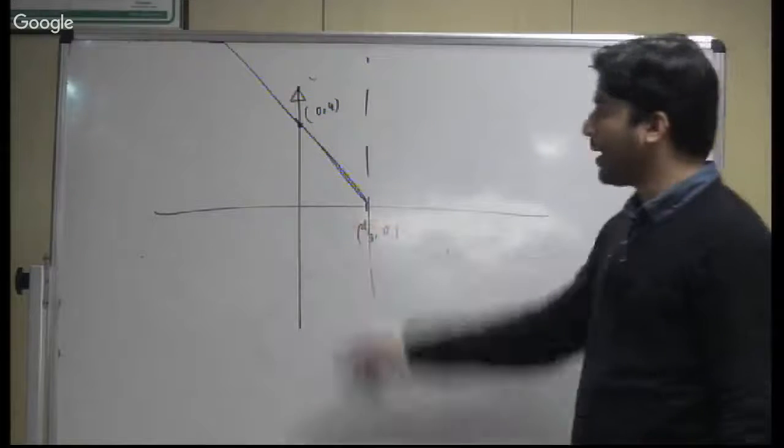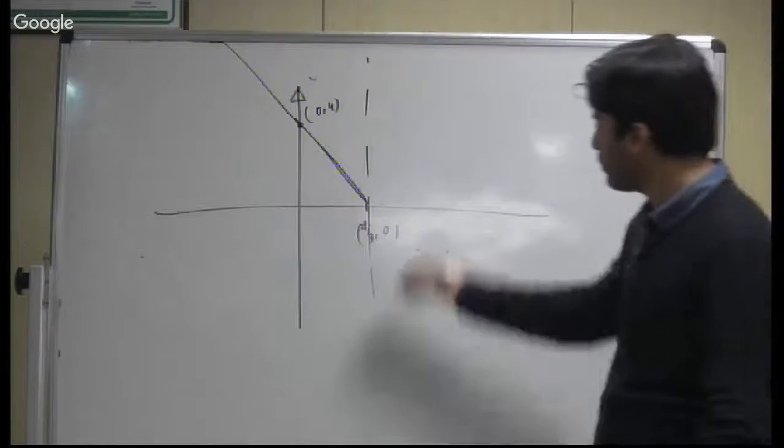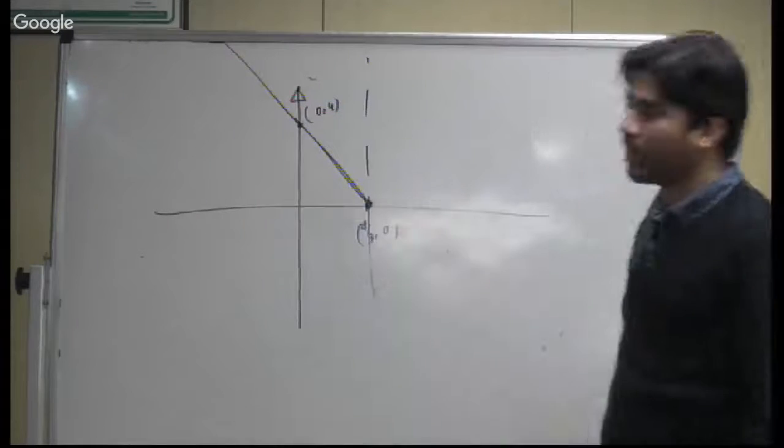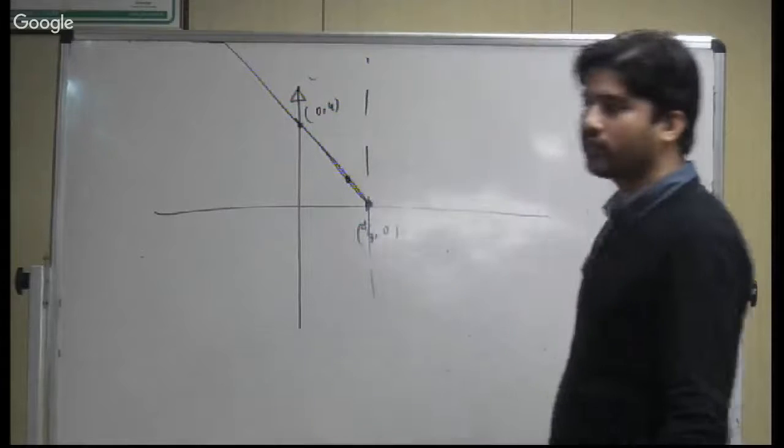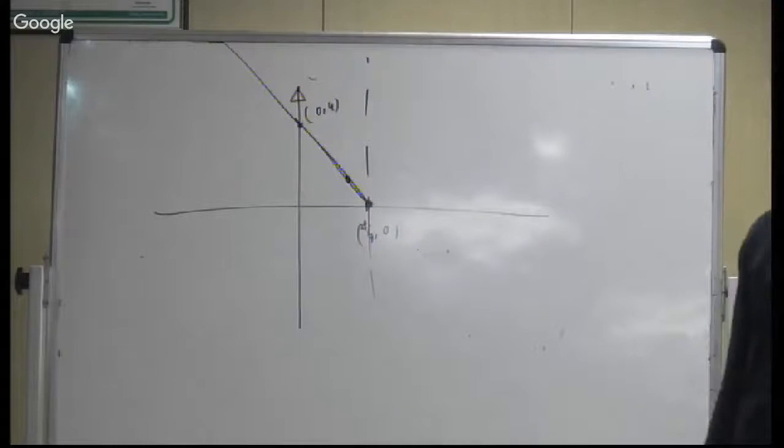Now, what are the pivot points? I want 0 and I want 1. Square root में क्या होता है? 0 to 1 क्या होता है? Increased.